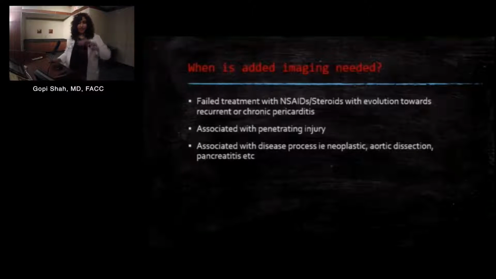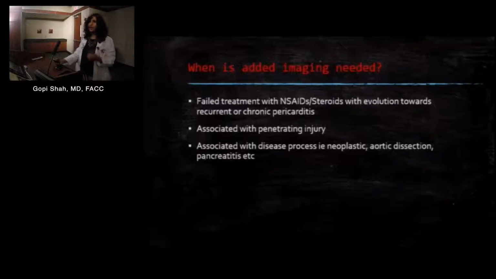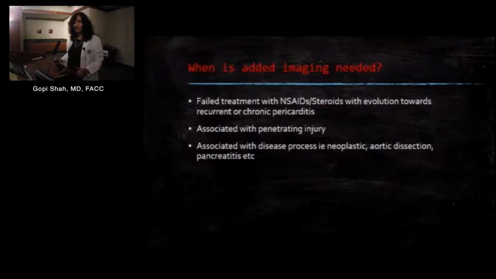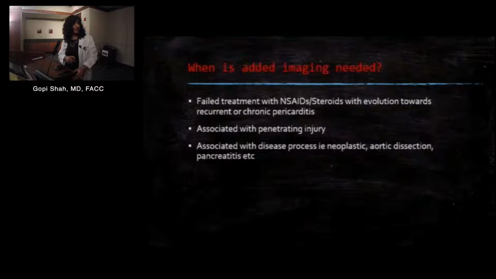So when is added imaging needed in acute pericarditis? Echo is going to be standard. One is when you have failed treatment with NSAIDs or steroids, with evolution towards recurrent or chronic pericarditis. Obviously, also if there is any other cause of the pericarditis, such as penetrating injury, or association with any other disease process, whether it's neoplastic, aortic dissection, or pancreatitis, to name a few.